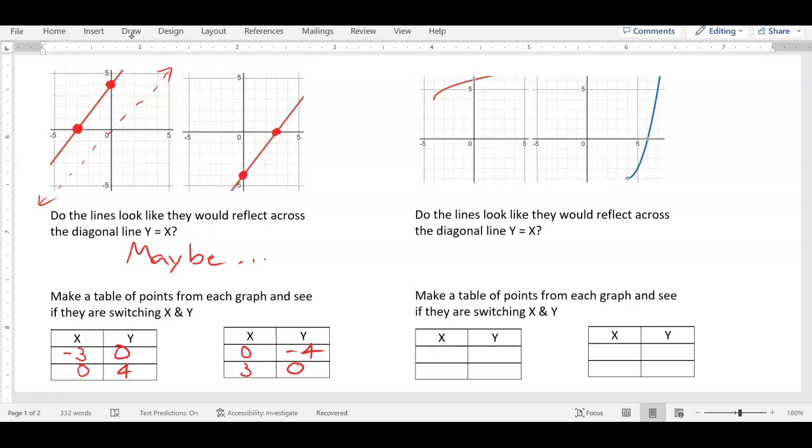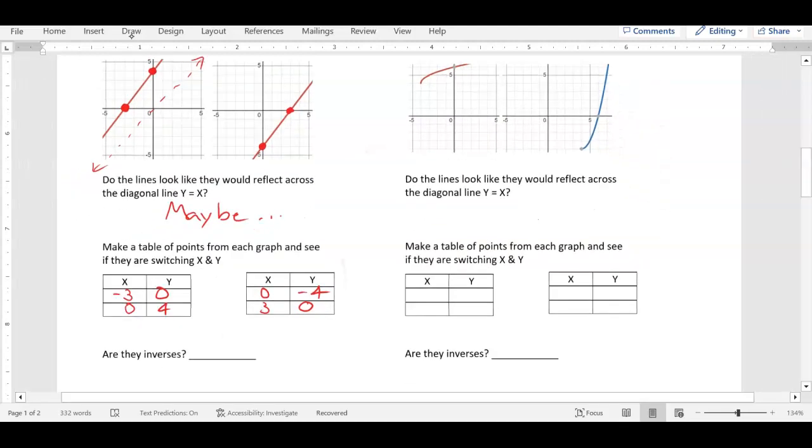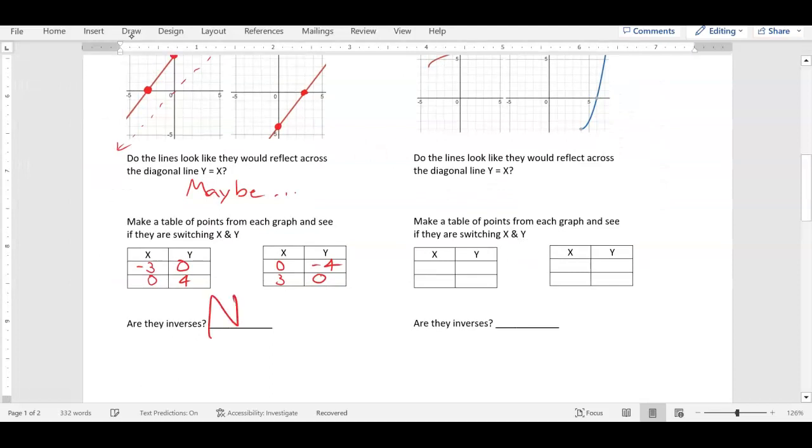Now you tell me, looking at these points, are these inverses? Negative 3, 0, 0, negative 4, that's not a flip. 0, 4, 3, 0, that's not a flip. They're kind of similar, but they're not the same. So they are not inverses. No.